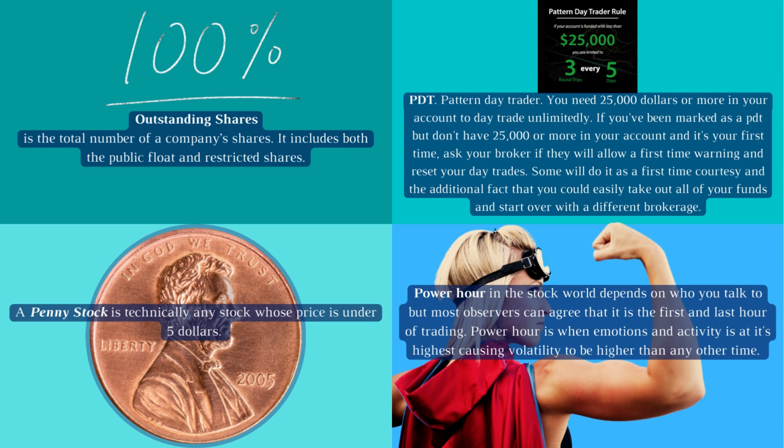PDT. Pattern day trader. You need $25,000 or more in your account to day trade unlimitedly. If you've been marked as a PDT but don't have $25,000 or more in your account and it's your first time, ask your broker if they will allow a first-time warning and reset your day trades.